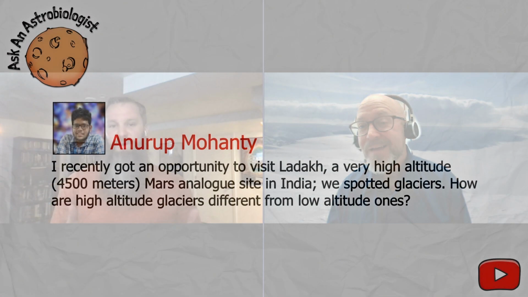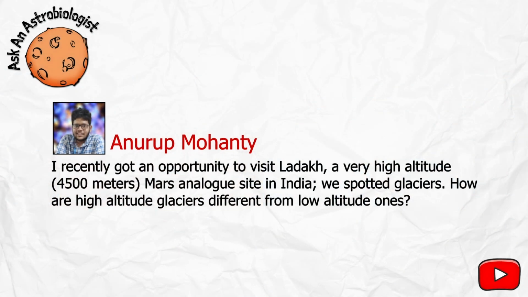And when it comes to looking for things that might be there, our next question is a kind of fun one. From Anurup Mohanty, who is not only a production assistant for Ask an Astrobiologist, he's also a visiting scholar at Blue Marble Space Institute of Science in my group. He was very fortunate this past summer to visit Ladakh in northern India, in the Himalaya. It's a very high altitude site, 4,500 meters, that serves as a Mars analog, and there are also glaciers at this site. So Anurup wants to know what the differences are between alpine glacial systems, these high-altitude glacial systems, and low-altitude glacial systems. Are there differences in the biology of these systems that maybe can teach us about habitability?